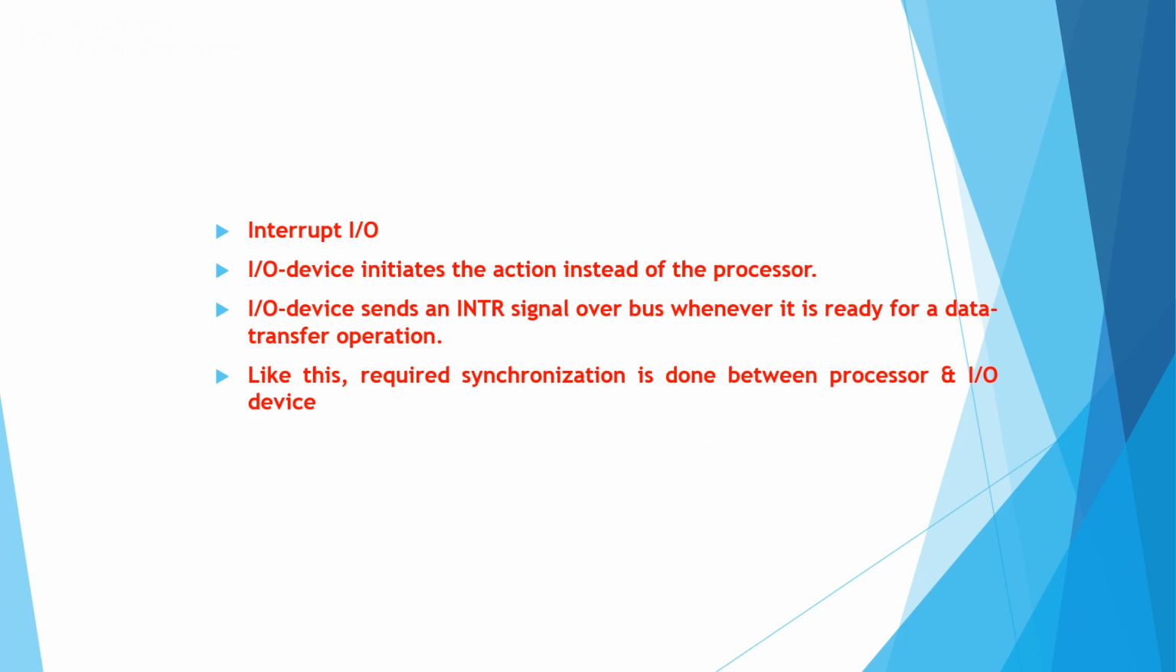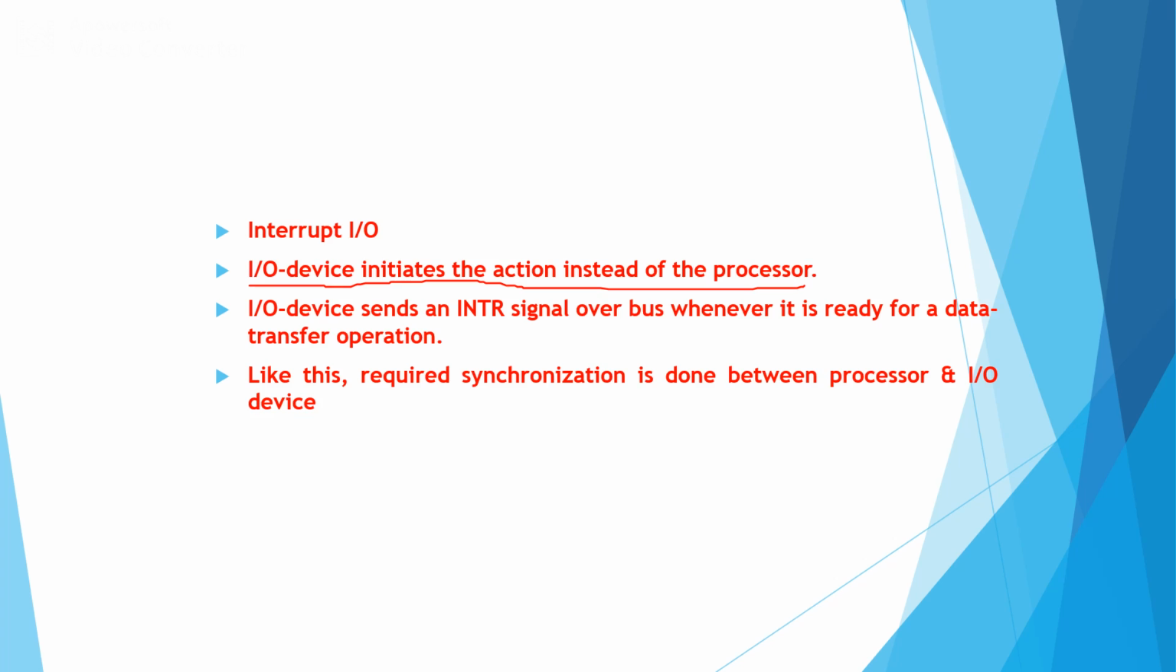So the next one is interrupt IO. Here the IO device initiates the action instead of the processor. In the case of program controlled IO, the processor polls all the IO devices. Here, the IO device itself initiates an action instead of the processor.